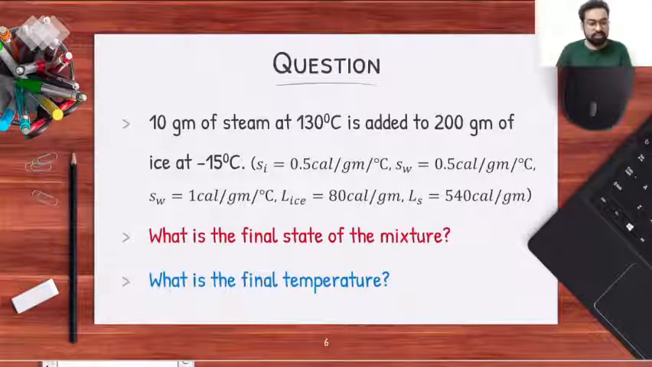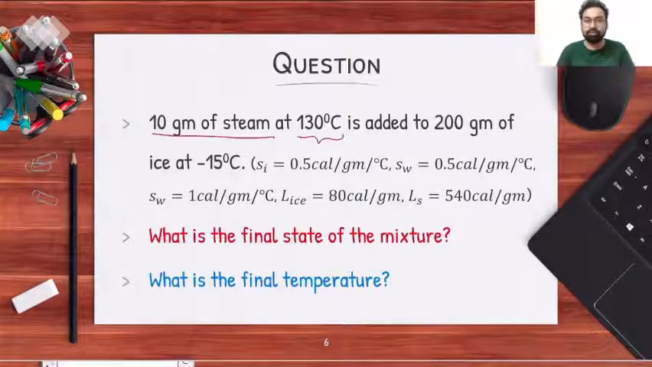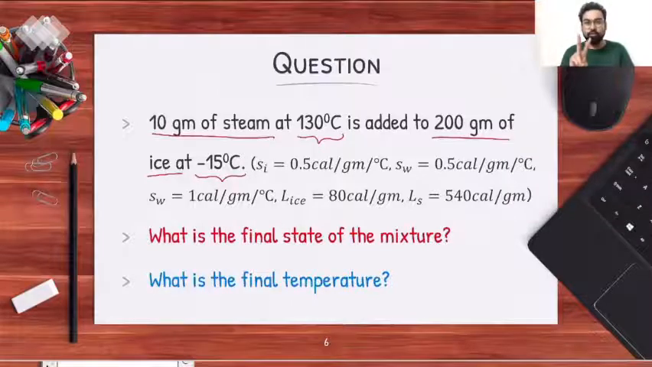You are given that some amount of steam at some particular temperature is being added to another amount of ice at another temperature. So two things are present over here. You have steam that is at 130 degrees Celsius. Similarly, you have ice that is present at minus 15 degrees Celsius. You want to mix these two things and you want to get to know some particular questions.